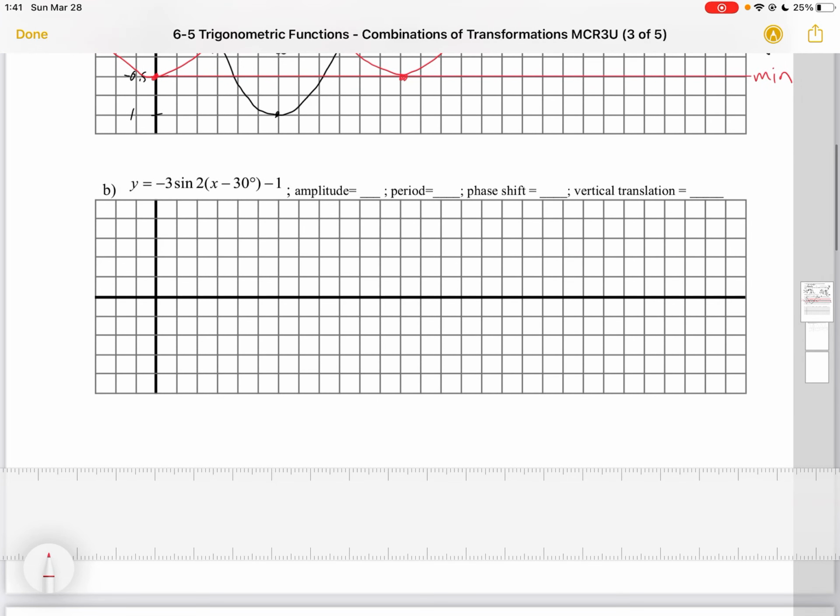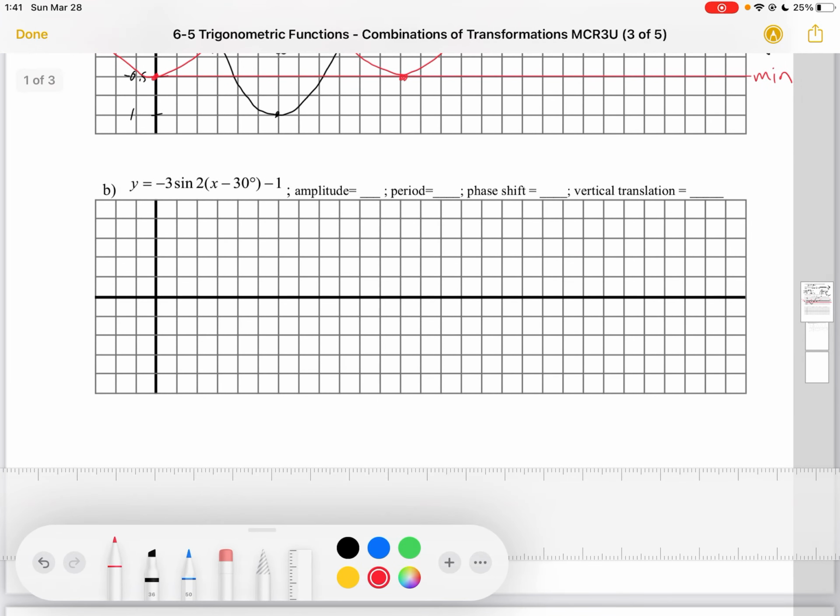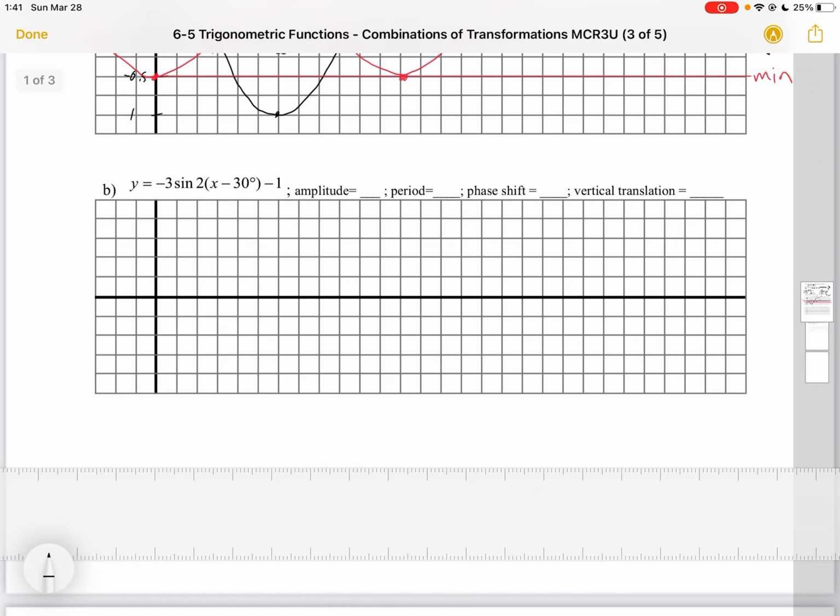Let's try another example. So here I've got y equals minus 3 sine 2 times x minus 30 minus 1. My amplitude is 3. My period is going to be 360 divided by 2, which is 180 degrees. My phase shift is 30 degrees to the right, and my vertical translation is up 1.